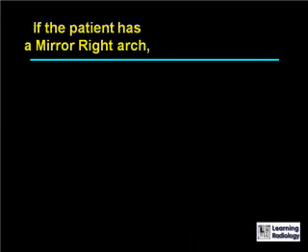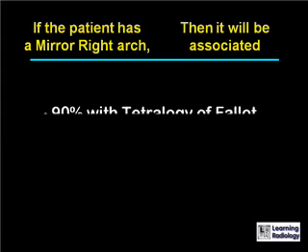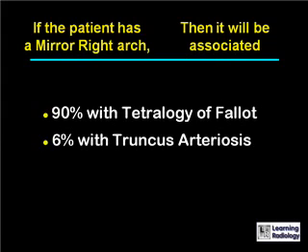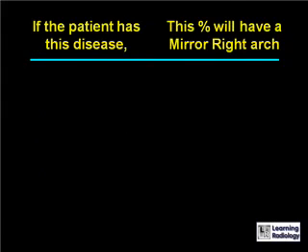If a patient has a mirror image right aortic arch, then it will be associated 90% of the time with tetralogy of Fallot, 6% of the time with truncus arteriosus, 5% with tricuspid atresia. If a patient has one of these diseases, then there will be this percent that have a mirror image arch.